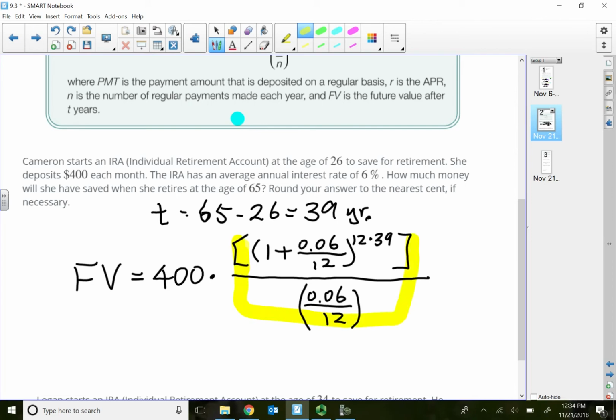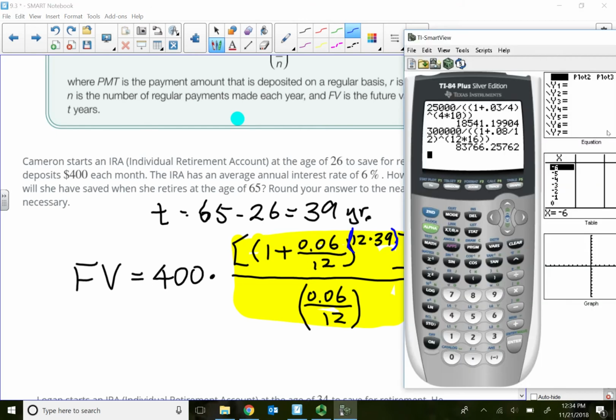So the formula kind of already told me what I need to key in, except the exponent part. If I want the calculator to do this exponent for me, I will put them in separate parentheses. The bracket is saying, let's do everything inside the bracket first for the numerator before we divide it by whatever is down here.